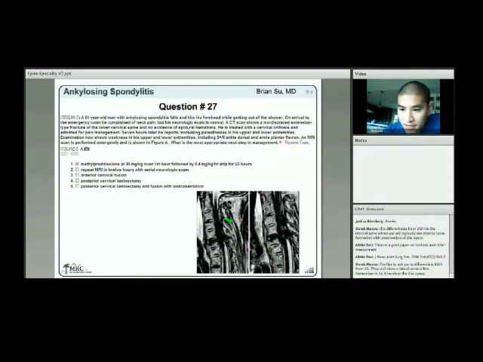It's a little bit of a hard picture to see. There's no question you can see that there is mass effect on the spinal cord, and they're already telling you it's ankylosing spondylitis, so right away you're thinking possible epidural hematoma. You are thinking increased chance of neurological compromise.